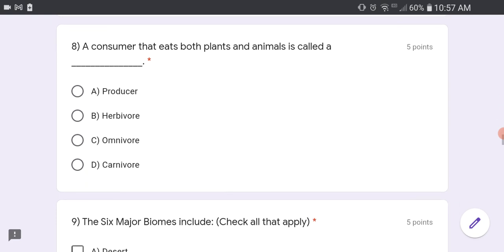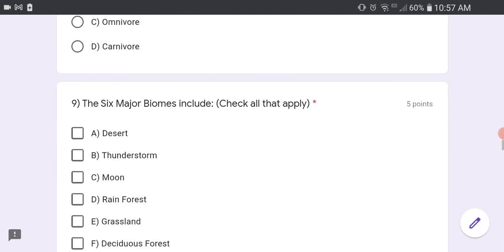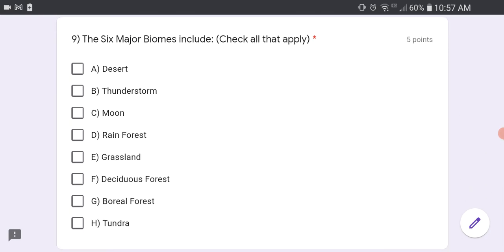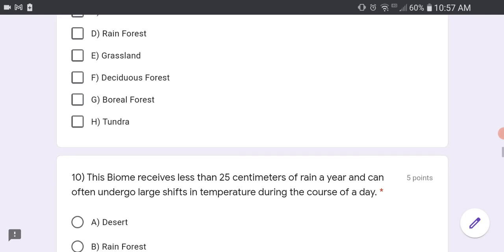Number 8. A consumer that eats both plants and animals is called A, producer, B, herbivore, C, omnivore, or D, carnivore. Number 9. The 6 major biomes include, check all that apply. A, desert, B, thunderstorm, C, moon, D, rainforest, E, grassland, F, deciduous forest, G, boreal forest, and H, tundra.